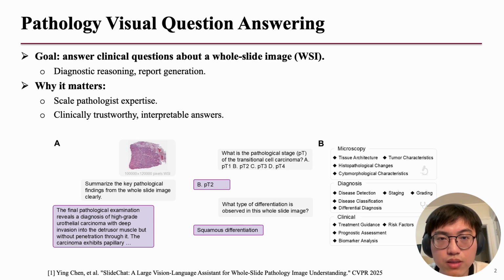Let me start with the task, Pathology Visual Question Answering, or Pathology VQA. Given a whole slide image, a model should answer natural language clinical questions about it, from diagnostic reasoning to report generation. If done well, this kind of model can scale pathologist expertise and deliver trustworthy answers.